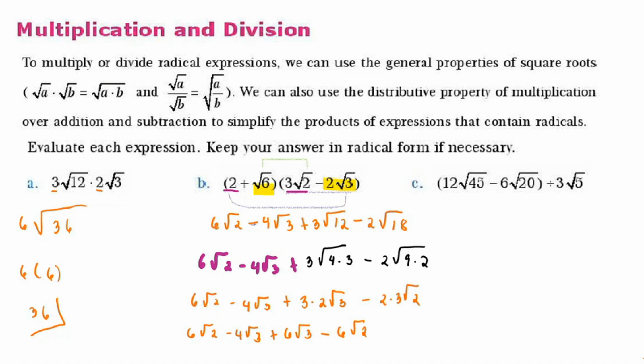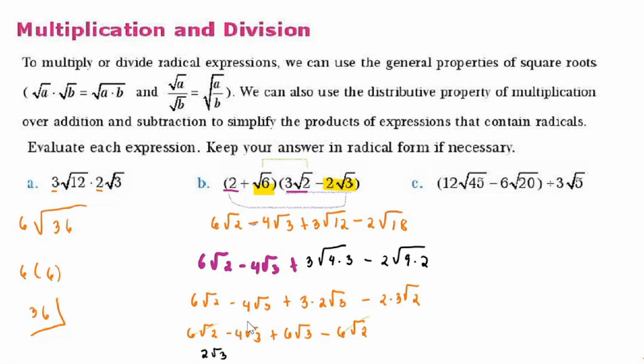Now let's combine those that have the same radicand. Let's start first with square root of 3. We have square root of 3 here, negative 4 plus 6, so we have 2 square root of 3. And then in terms of square root of 2, we have 6 square root of 2 minus 6 square root of 2 is 0. Therefore, this will be cancelled. So the final answer is just 2 square root of 3.